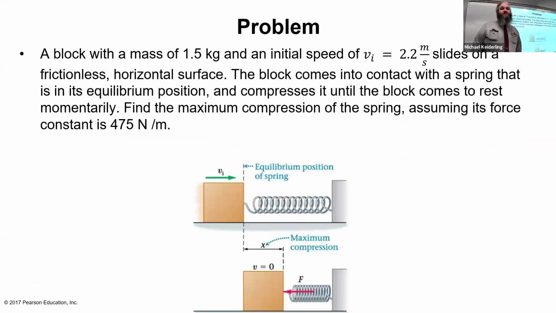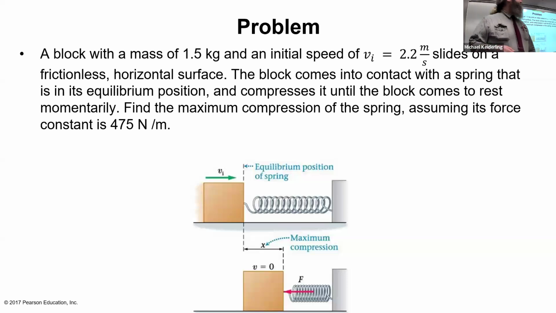So here we have a block with a mass of 1.5 kilograms and an initial speed of 2.2 meters per second, and it slides on a frictionless horizontal surface. The block comes into contact with a spring that's in its equilibrium position and compresses it until the block comes to rest momentarily. Find the maximum compression of the spring, assuming the force constant is 475 newtons per meter.